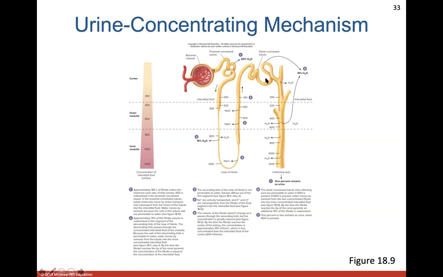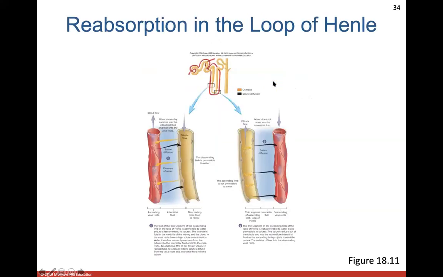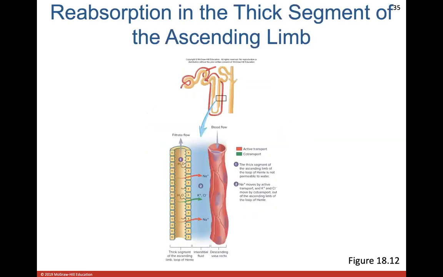And then you see here on the distal convoluted tubule and the collecting duct, usually the reabsorption of water is controlled by hormones. So reabsorption in the loop of Henle, again, is showing here. One easy way to think of this is that wherever water goes, usually solutes will follow. So if water is osmosing somewhere, usually solutes will follow. And here's reabsorption in the thick segment of the ascending limb, again showing in the thick segment, most solutes are reabsorbed because water is not able to get through.